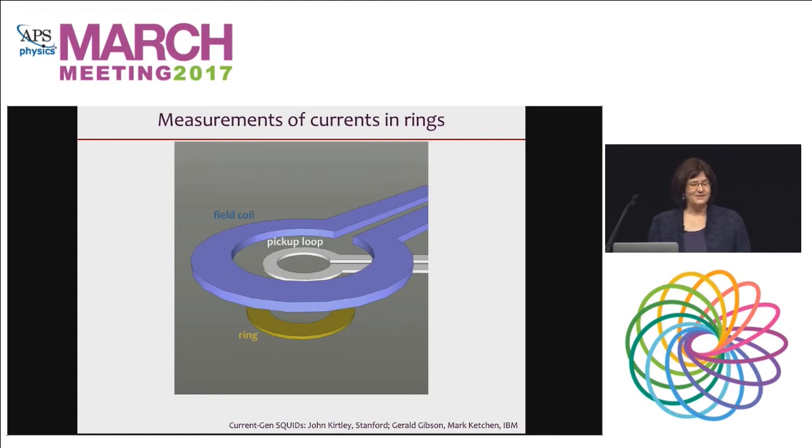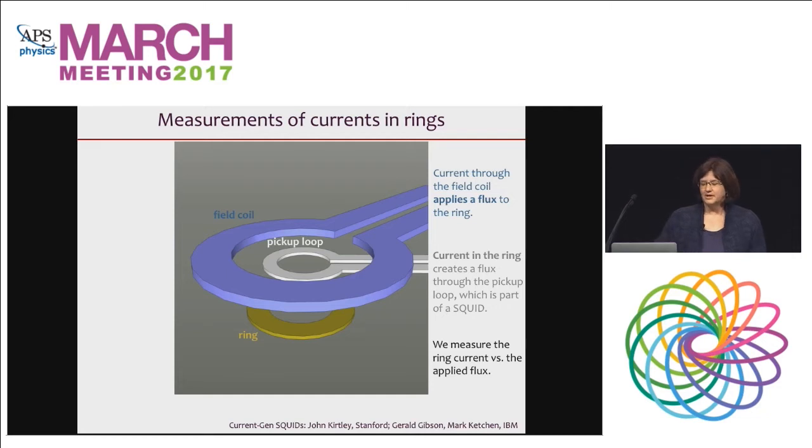OK, so back to our experiment. We have this ring. What we do is we put a current through our field coil. So here's our field coil. That couples a flux into the ring, and it also couples a flux into the pickup loop. We have an astatically wound pickup loop field coil pair somewhere else in the design that cancels most of the flux that's coupled into the pickup loop from the field coil. But the field coil puts a flux through the ring, and that causes a current to flow in the ring, and that creates a little bit of extra flux in the pickup loop. So by measuring the flux in the pickup loop as a function of the current in the field coil, we learn what the current in the ring is as a function of the flux through the ring.